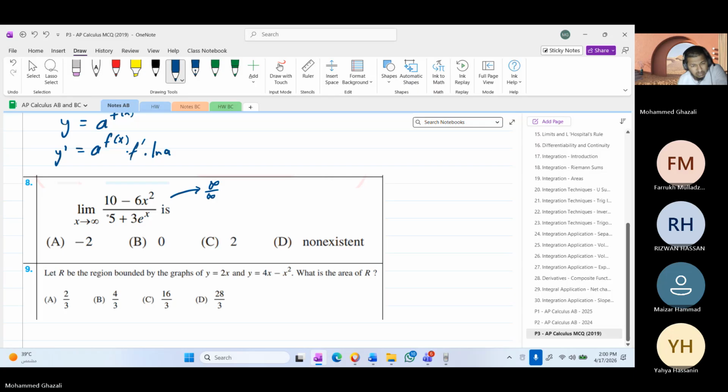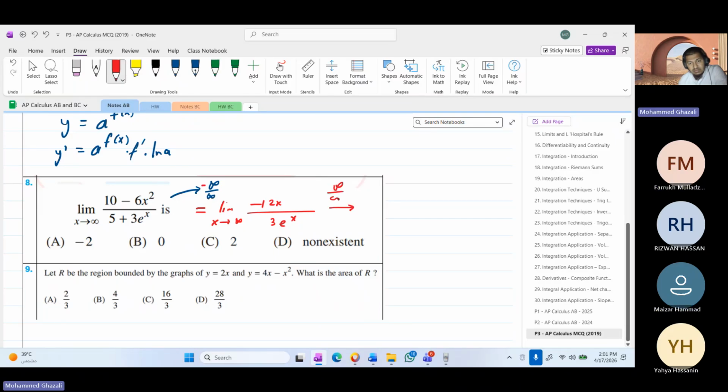Are we getting infinity over infinity? It's negative infinity over infinity. It's fine, but the negative can be taken out of the limit, so you still have infinity over infinity. So we do a derivative on the top: limit as x approaches infinity of minus 12x over, the derivative of 5 is 0, so 3e to the power x. Again, we're getting infinity over infinity.